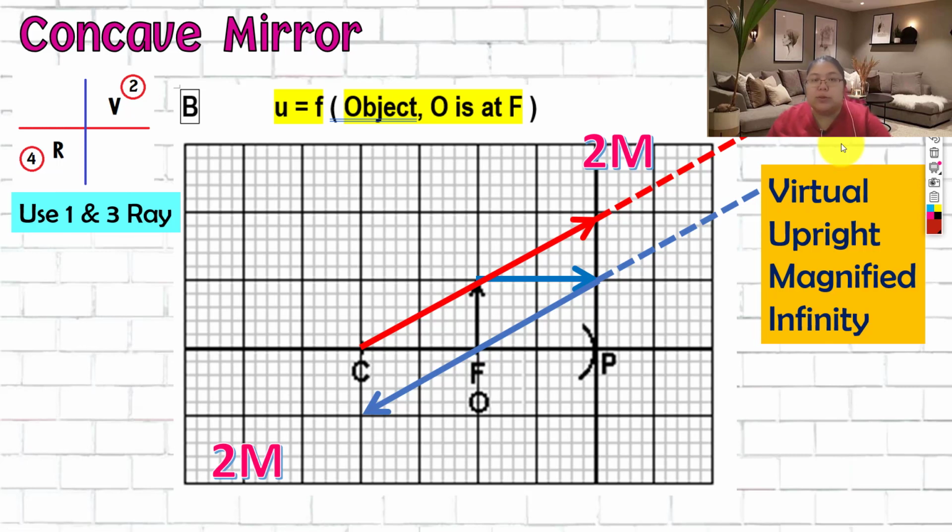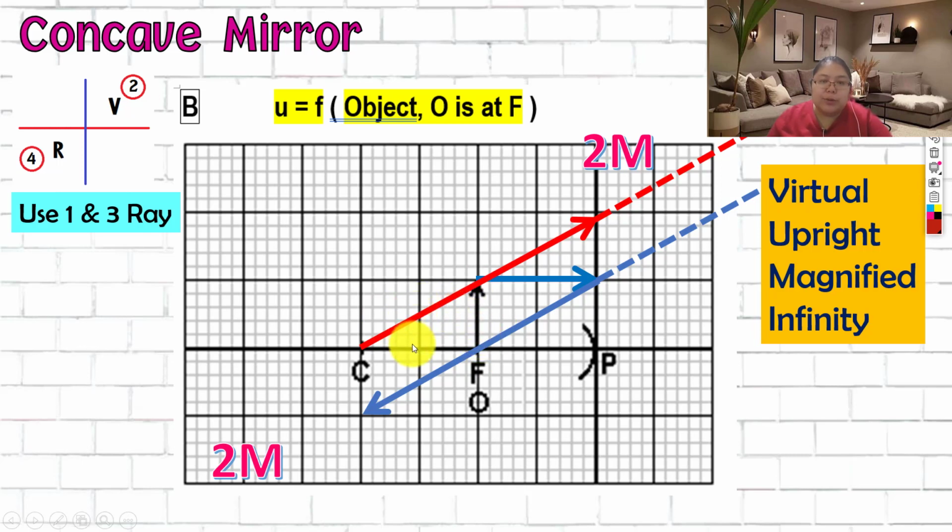So this one is the first situation, when the object is in front of the F and also exactly at the F. We get the image that is virtual and also upright, and one more, magnified. Now I want to continue to move the object, go further. Okay, now it's at F. Now I want to go further.